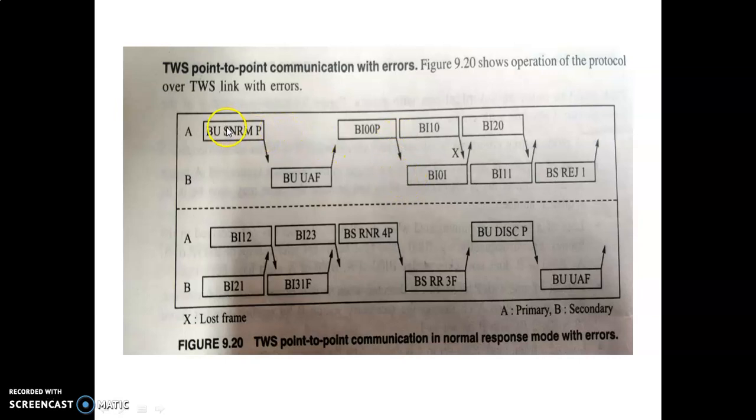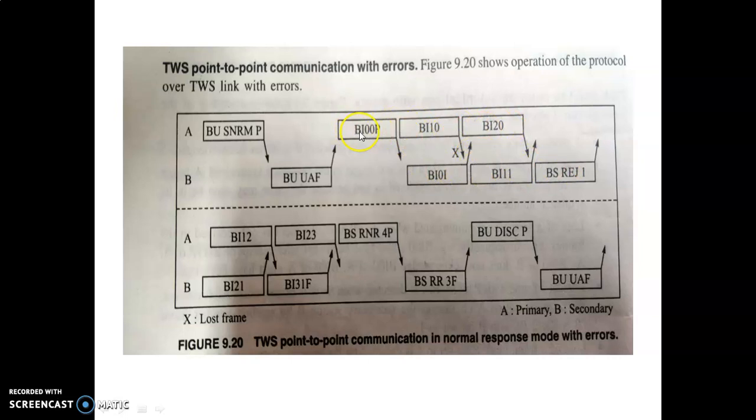A wants to start communication, so it sends a mode setting command with normal response mode with P equal to 1, an unnumbered frame, with address B. To this, B responds with an unnumbered frame again, an unnumbered acknowledgement, with F bit equal to 1. So with this the link is established. It is two-way simultaneous, so both will transmit. First we'll see what is happening over here, and then we'll see what is happening over here.